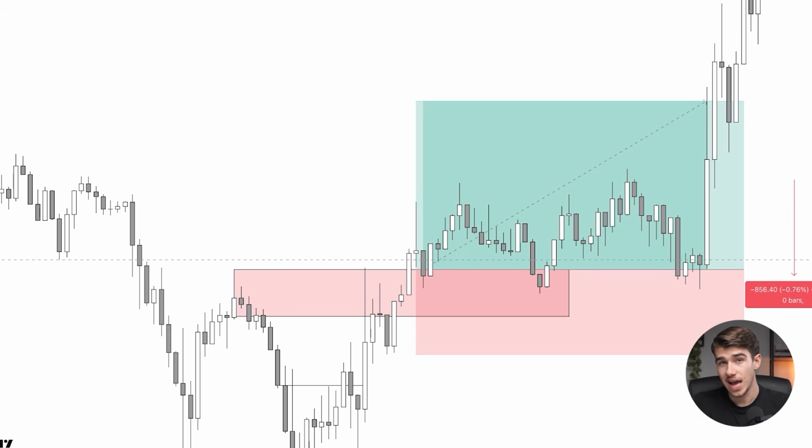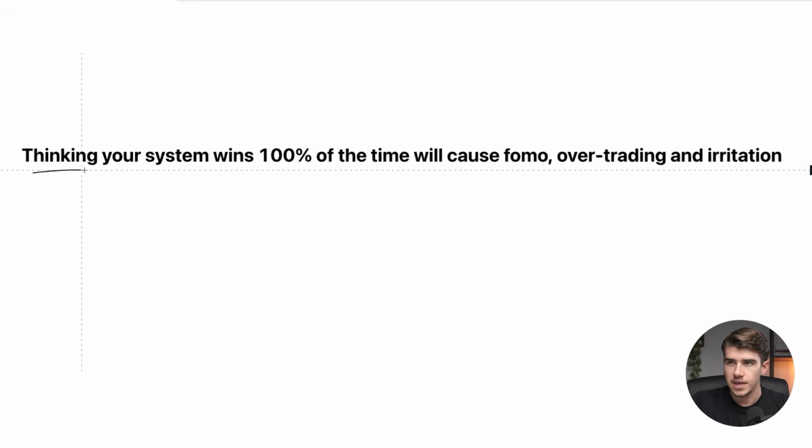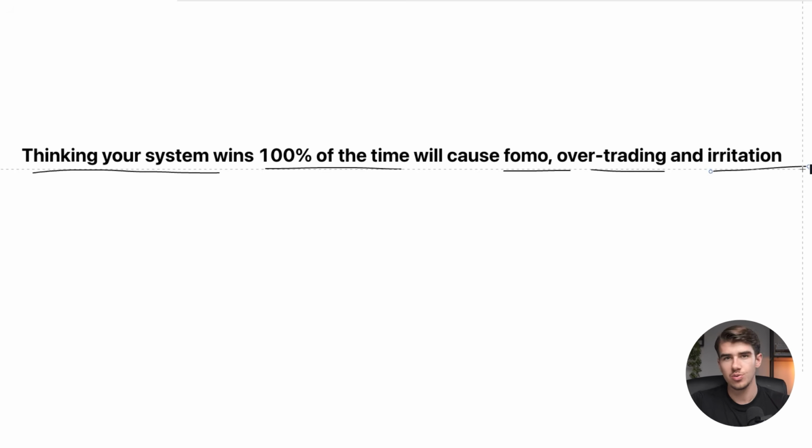And so you really just have to understand that you're trading a system based on probabilities. You see, thinking your system wins 100% of the time will cause FOMO, overtrading, and irritation. Not only will it cause all those issues, but it will also cause you to burn out because it's entirely impossible. There is not a singular trading system on God's green earth that will have a 100% win rate. It's not possible. And the exact same thing goes for this system. Do not expect it to work 100% of the time.